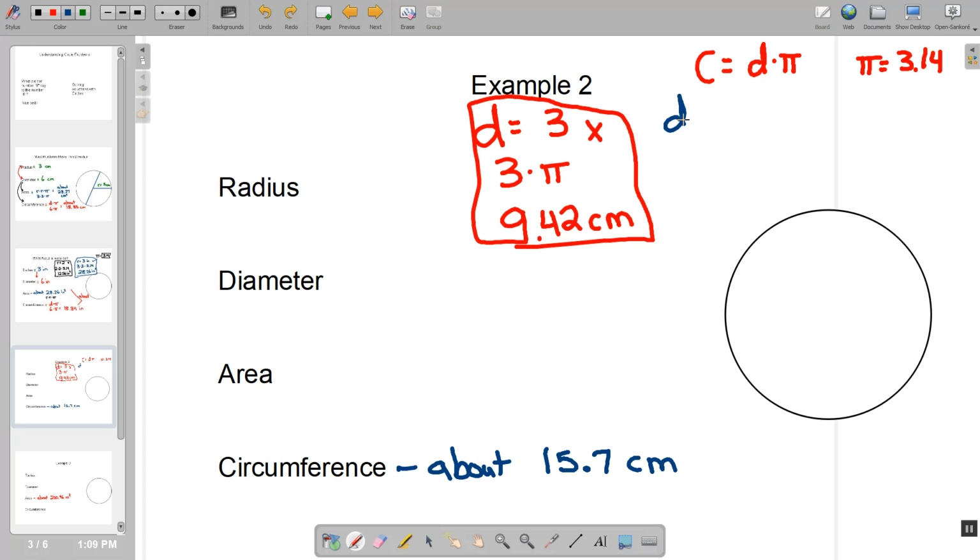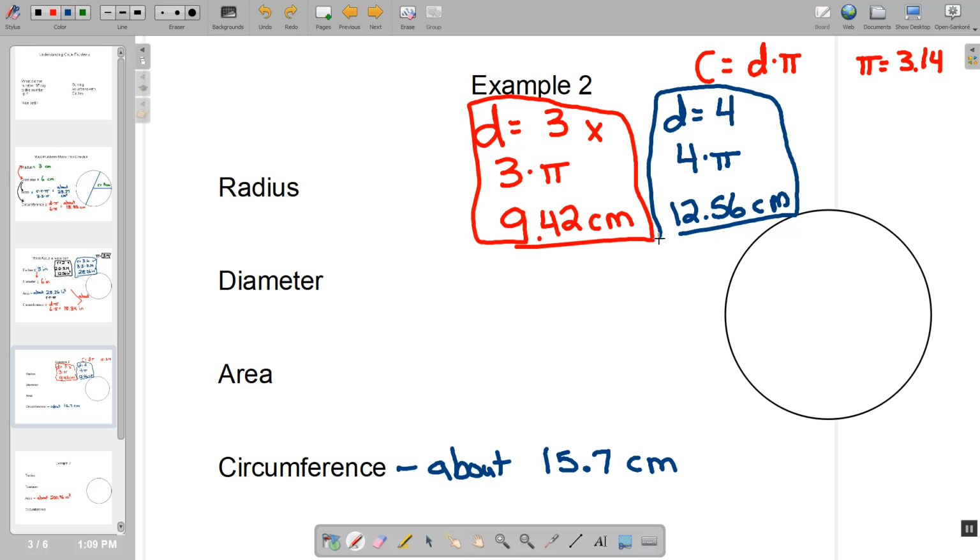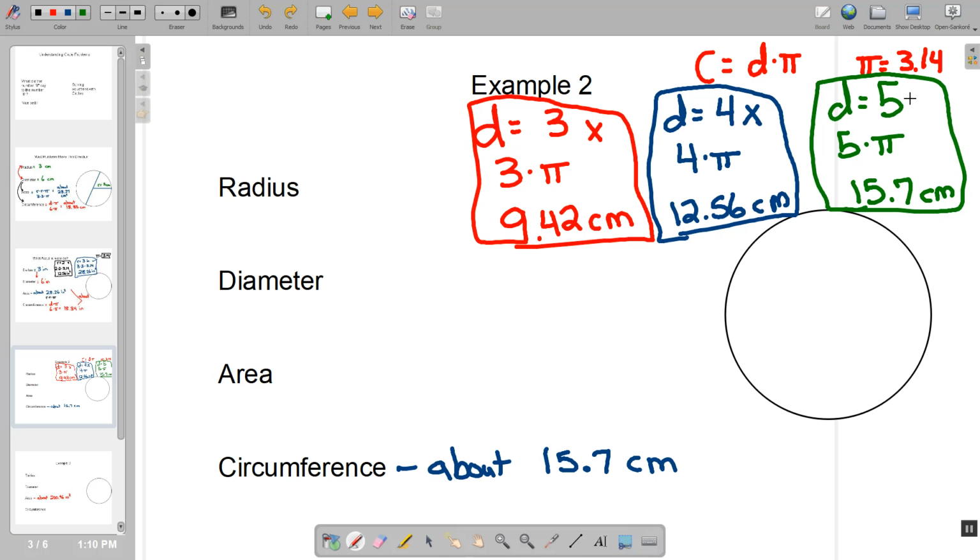So let's try 4. I do 4 times pi, and when I type that into a calculator, I get about 12 56/100 centimeters, which is also not correct. But we're getting close. So let's try 5. Let's try if the diameter is 5. I do 5 times pi, and lo and behold, I get 15 7/10 centimeters. So that means the diameter must be 5, or very close to 5 centimeters.